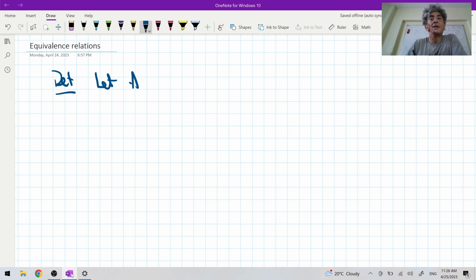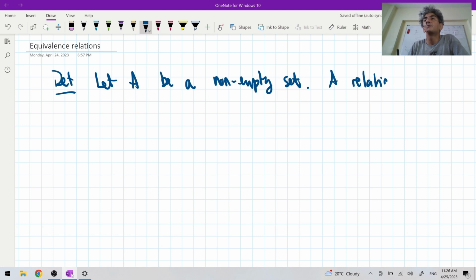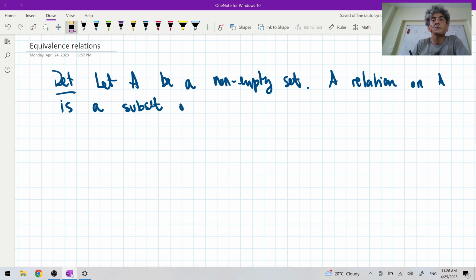Let A be a non-empty set. Okay, it can be finite, it can be infinite, it doesn't really matter for our purposes. A relation on A is a subset of A times A. So this is what we call the Cartesian product.